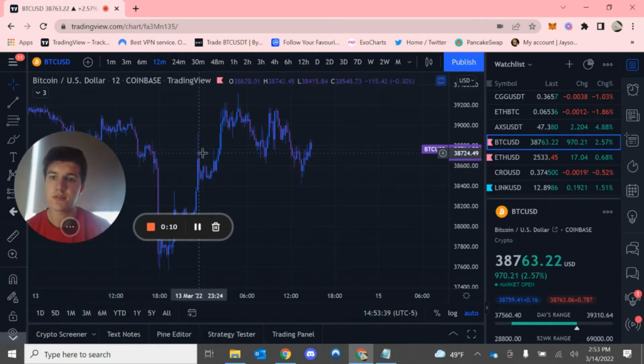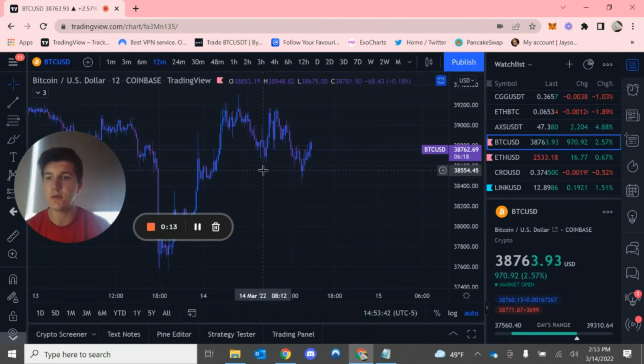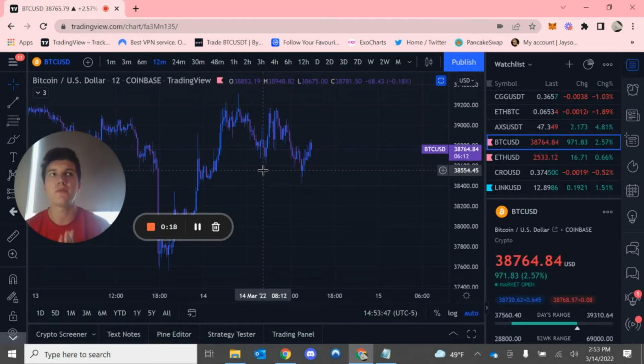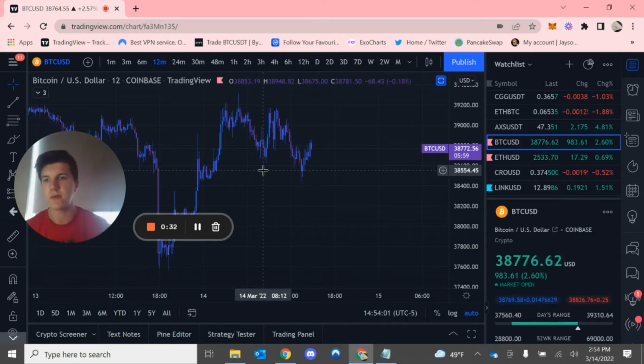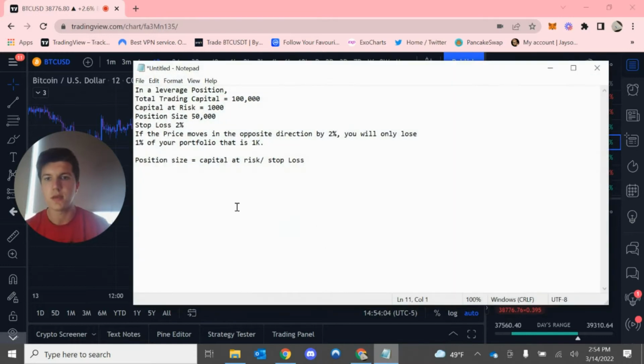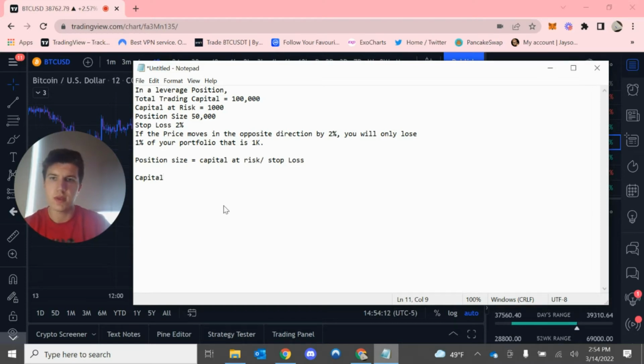Anyways, the first thing I want to start off with is identify your total trading capital, your total trading portfolio. It can be separate from your investment portfolio, so keep that in mind. I wouldn't trade with all of my investment portfolio, but just a separate cash or Tether or Bitcoin, whatever it may be, portfolio. So with this, I'd say identify the total trading capital. So say we're trading with $10,000.